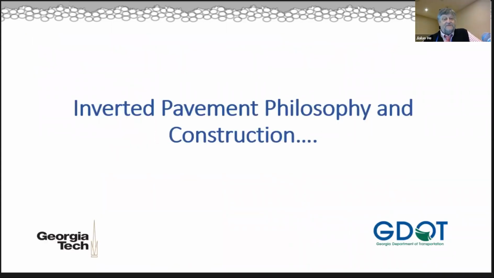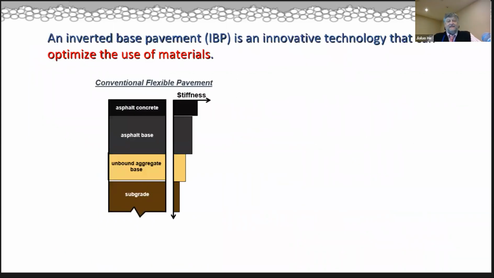So inverted pavements, philosophy and construction. I suspect some of you are at least vaguely familiar with what inverted pavements are. This is a conventional pavement where you go from a subgrade to an unbound aggregate base to an asphalt base and to an asphalt concrete surface. And interestingly, if you look at the stiffness of those layers, they increase in stiffness as you go from bottom to top.